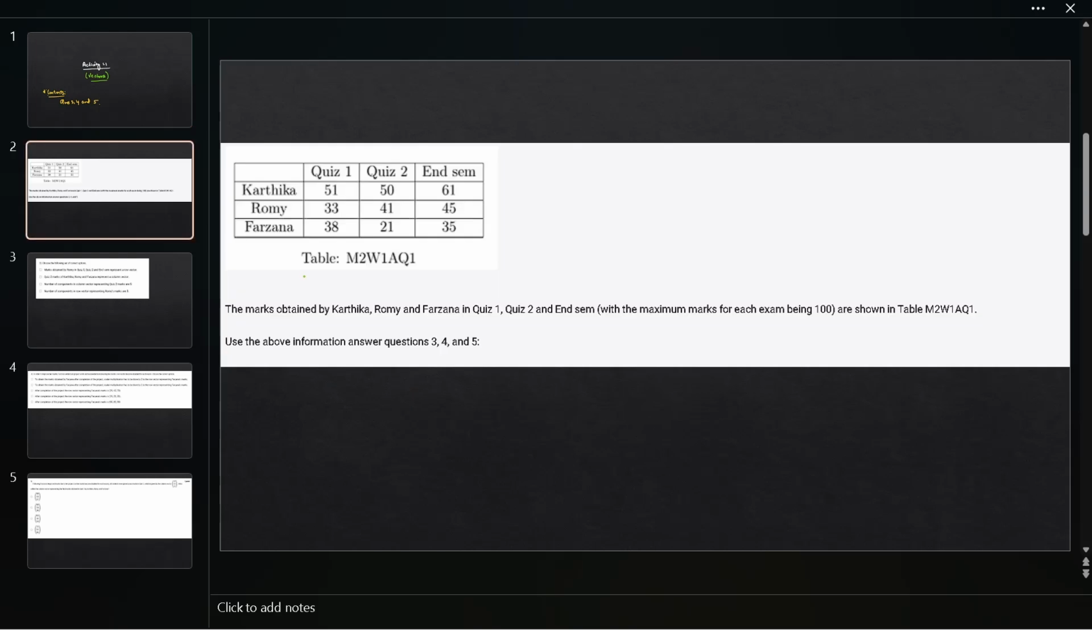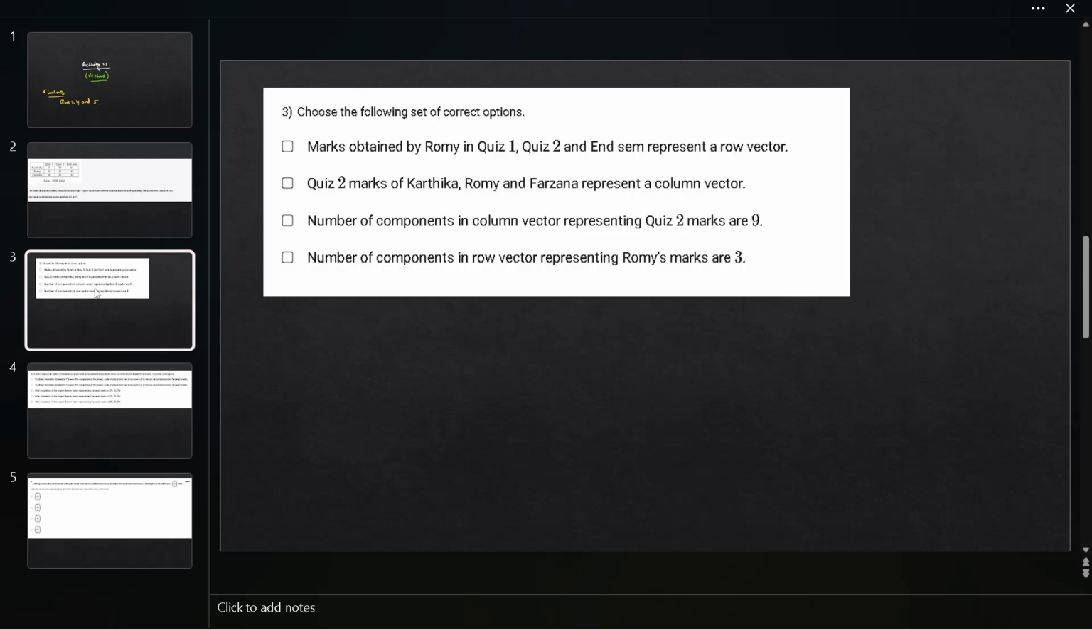The questions 3, 4, 5 are based on this data set. The data set that is given to us is present on your screen. We are given a table where the rows represent quiz 1, quiz 2 and some marks of Karthika, Rami and Farzana. We have columns where each column represents the quiz 1 marks of Karthika, Rami and Farzana, quiz 2 marks of Karthika, Rami and Farzana, and NSEM marks of Karthika, Rami and Farzana. So let's move on to the questions.